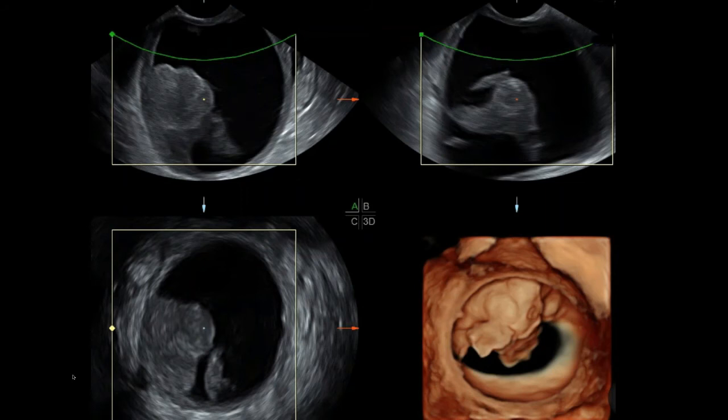And then this shows you a 3D. You don't need to do this, but I thought it was an interesting picture that shows you sort of the surface, what the bladder would look like if you did a cystoscopy, for example. You would see the surface of this mass that is protruding from the uterus right into the bladder.